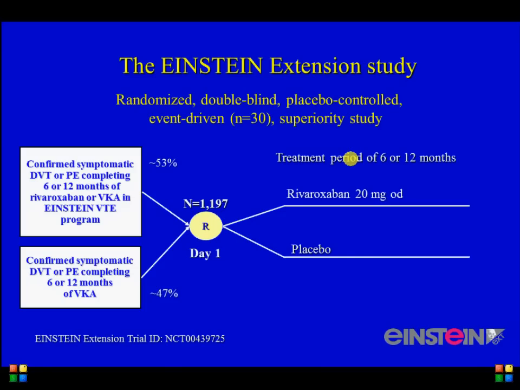Now we come to the Einstein extension study, and this was a randomized double-blind placebo-controlled trial, and we are talking about 1,197 patients who had completed their previous treatment with warfarin. They had either DVT or pulmonary embolism, and they were randomized to get a placebo after the period of 6 or 12 months, or rivaroxaban. And this went on for 6 or 12 months. Again, it was predefined by the physician.